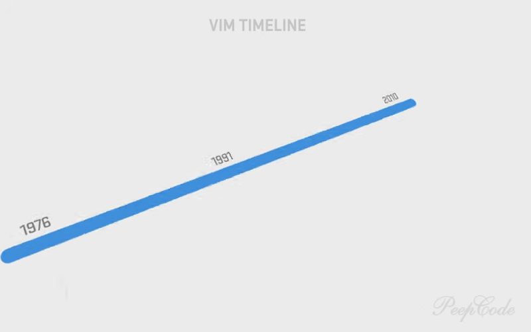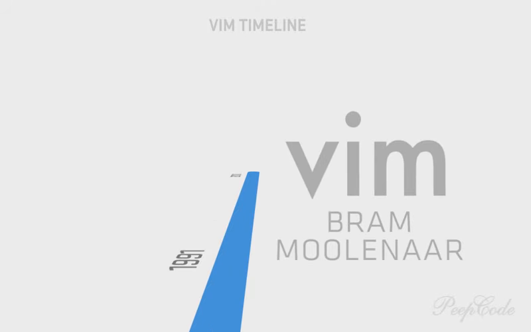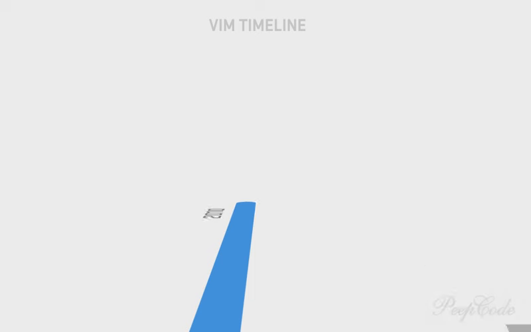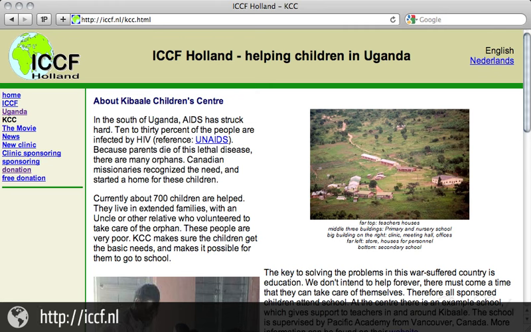Vim started life in 1991 as Bram Moolenaar's improvement on Bill Joy's venerable VI editor, which itself began back in 1976. The name Vim comes from VI improved. Bram still leads Vim's development today, almost 20 years later. Few open source projects have been actively developed for this long or with this continuity, and it shows in Vim's stability, speed, documentation, and community. Now, Vim is charityware. It comes for free, but you're asked to consider donating to the Kibaale Children's Center in Uganda. You can find more details on Vim's website.